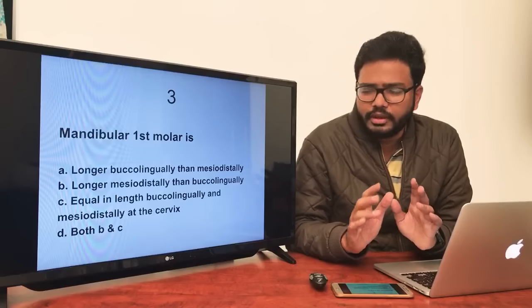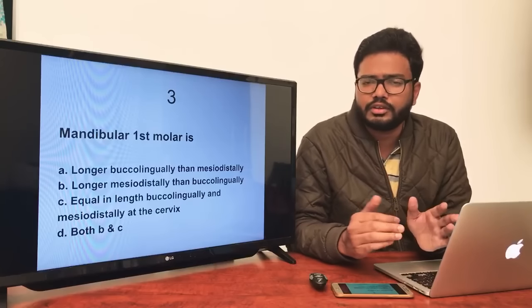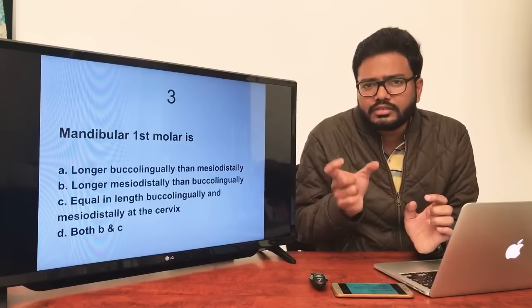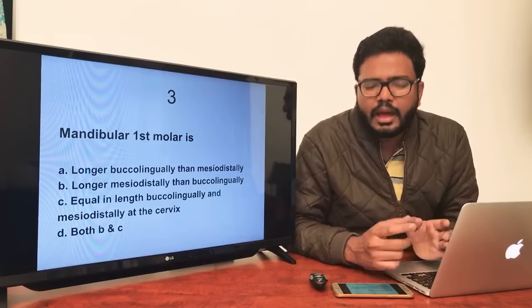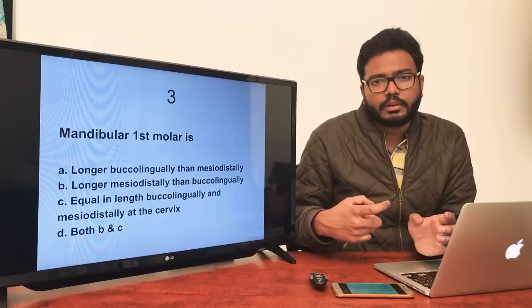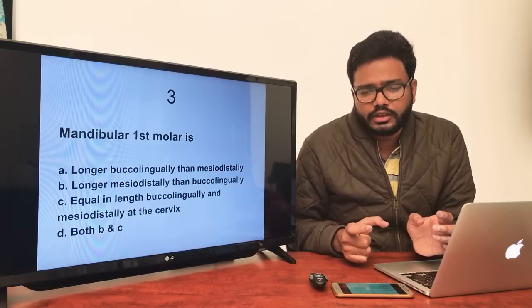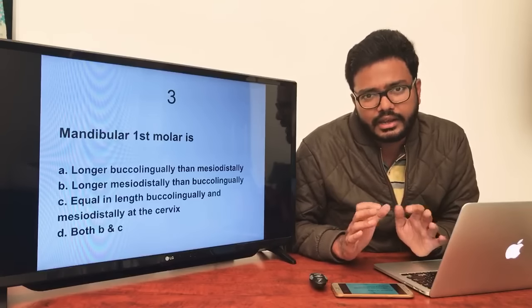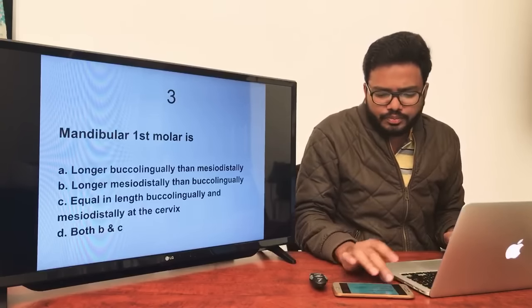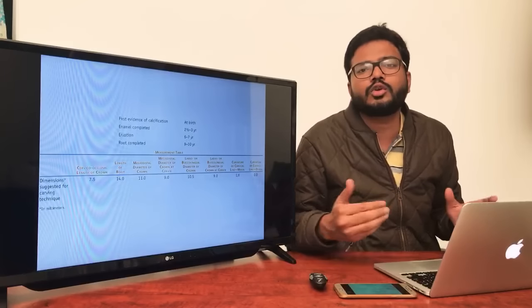I'm not going to explain you the options, but I'm going to give you the values based on which you can analyze. The mesiodistal width of mandibular first molar is 11 mm, buccolingual width is 10.5 mm. But at cervix of the tooth, of the crown, both buccolingual and mesiodistal dimensions are the same, which is 9 mm, right?